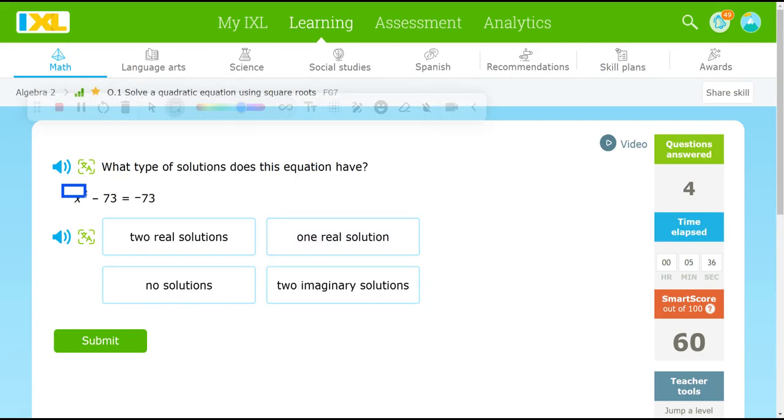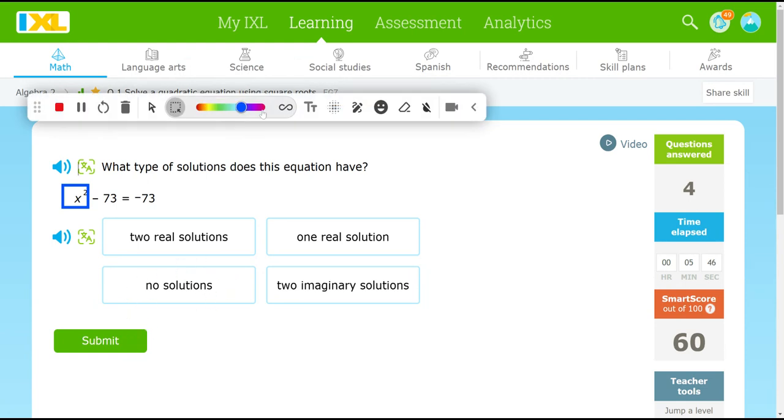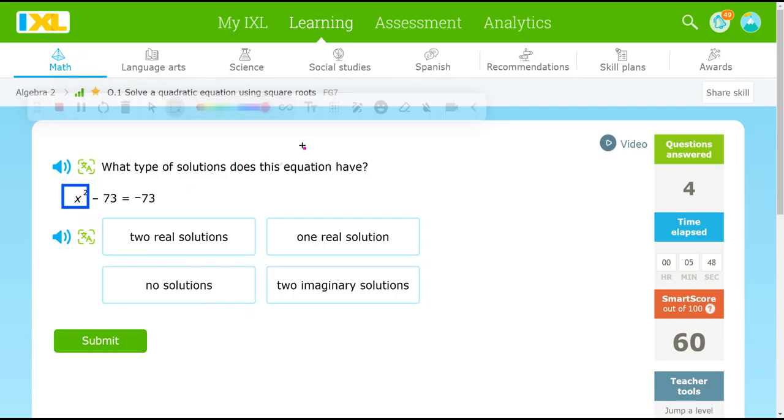Now the next problem. You can see previously the variable squared had to be the only thing on the left side, and over here you don't have it. You have x squared and then subtract 73. So you need to get rid of the subtract 73. Let's do it by adding 73 on both sides.